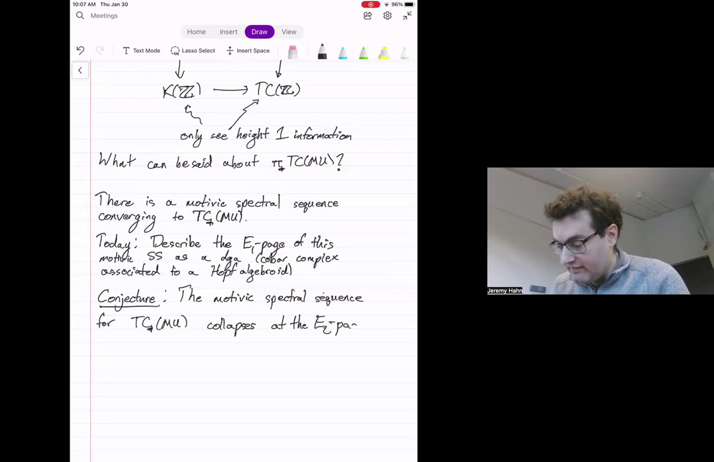So I do believe that the TC of MU is substantially simpler than the homotopy groups of spheres, and as far as I know, this conjecture could be true, and the computation of the homotopy groups of TC of MU can be essentially completely algebraized, though that doesn't mean the algebra is easy.